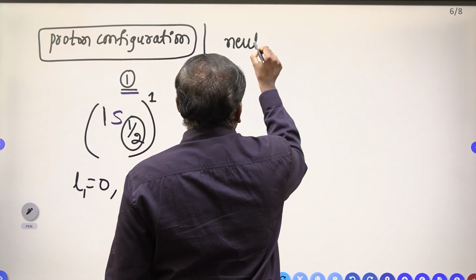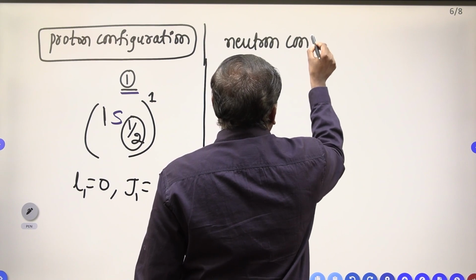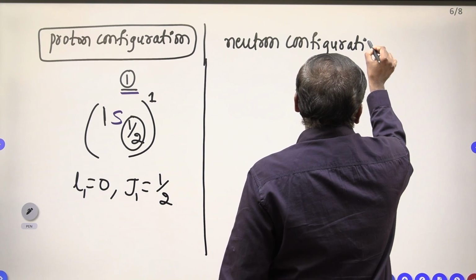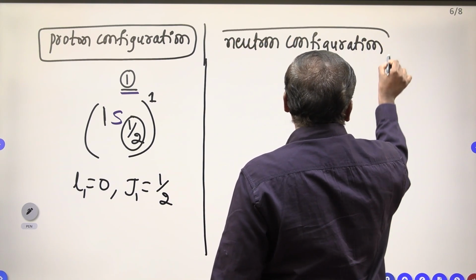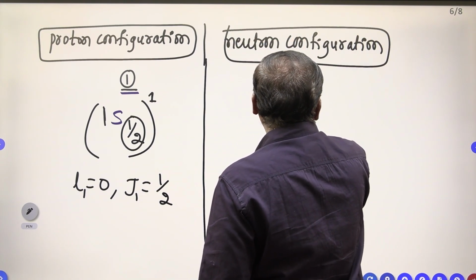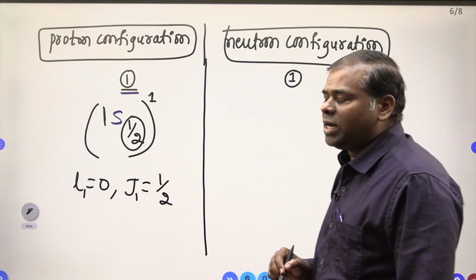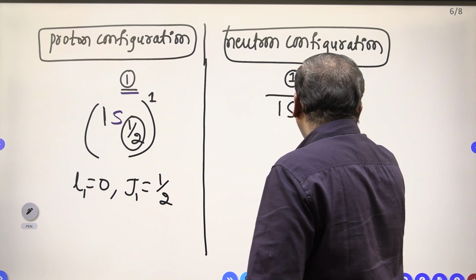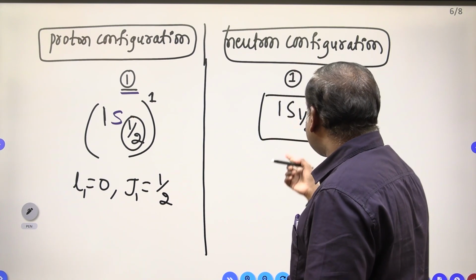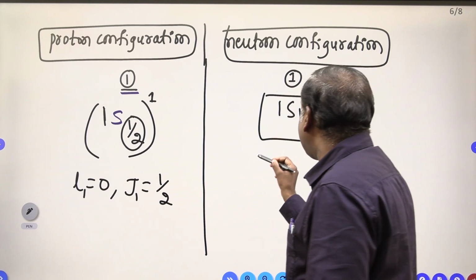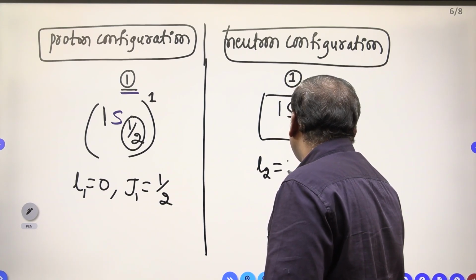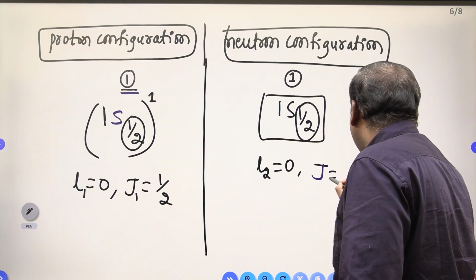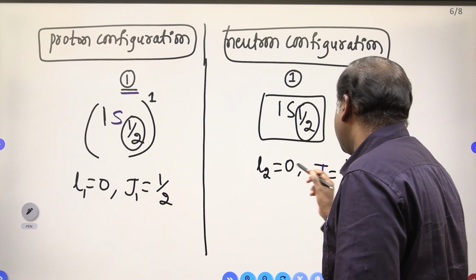Neutron is also an odd number. Neutron configuration also you have to write. How many neutrons are there? One neutron is there. What is this configuration? This configuration is also 1s 1 by 2. If s is equal to s, that's why L2 is equal to 0. And what is the J value? J2 is equal to 1 by 2.